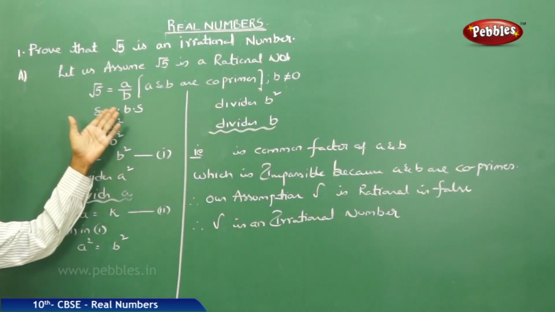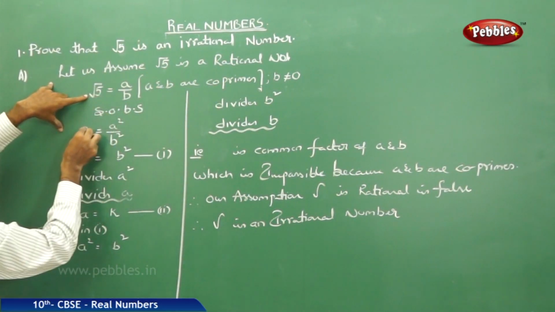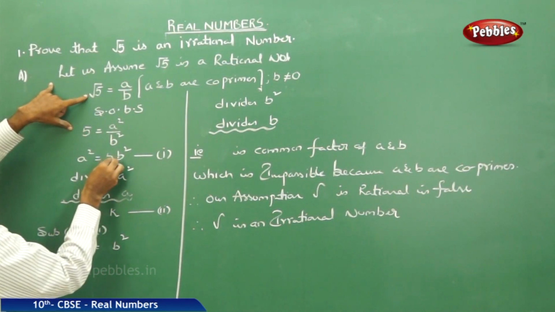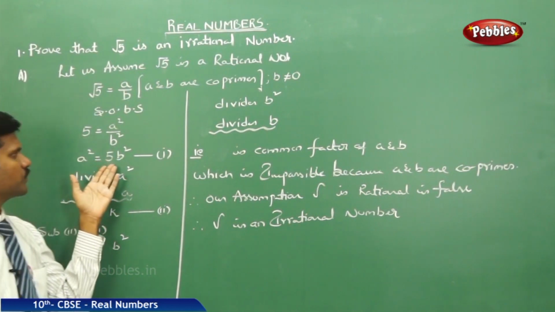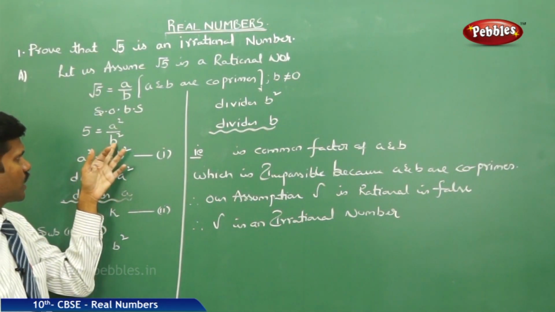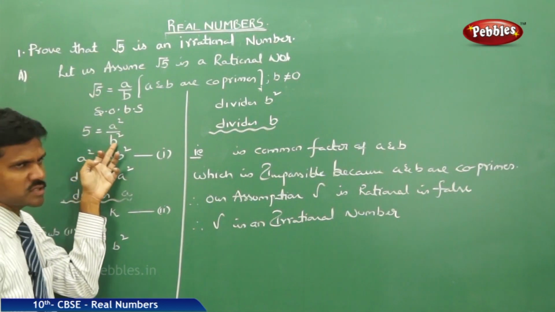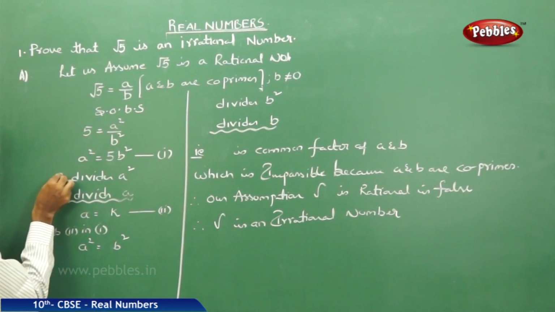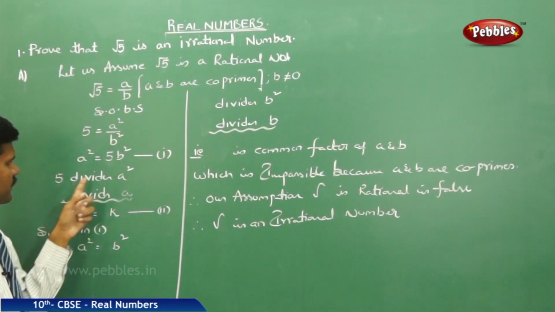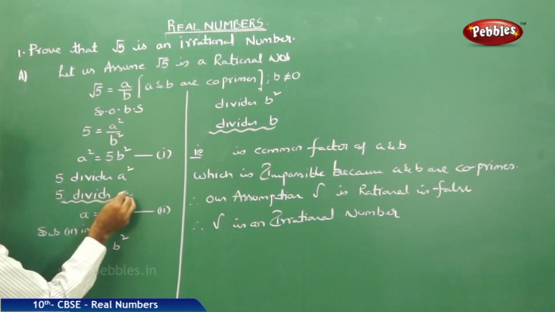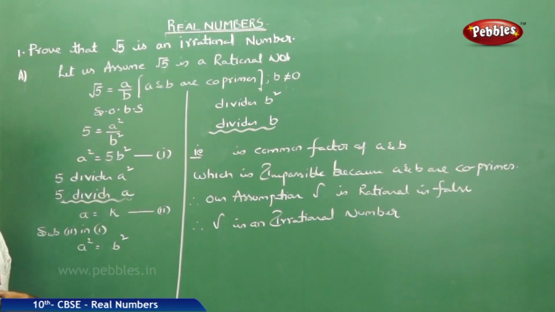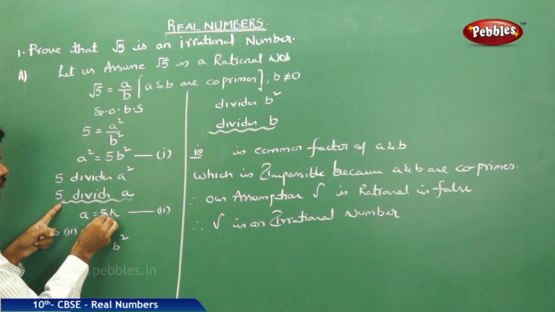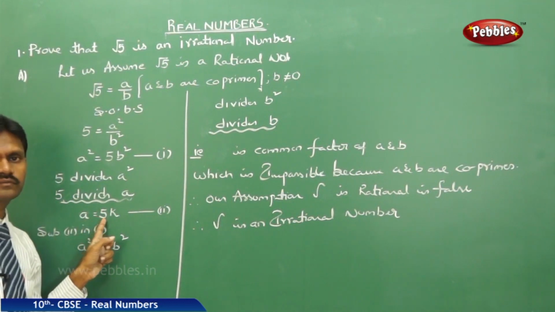Now squaring on both sides, the square root cancels, giving 5 equal to a square by b square. Now cross multiply: a square is equal to 5b square. If you transfer b square to one side and 5 to the other, what is meant by that? 5 divides a square, so 5 divides a also. That is, your a will be of the form 5k, a multiple of 5.